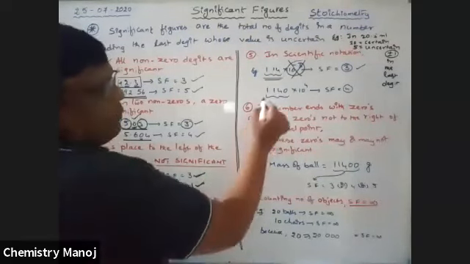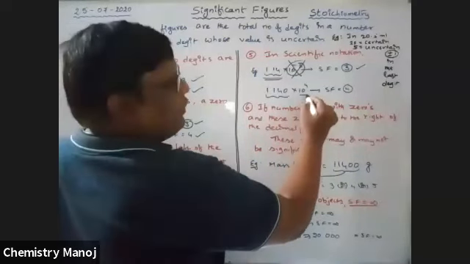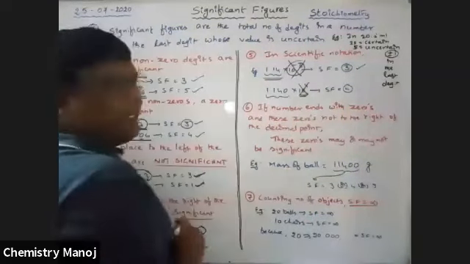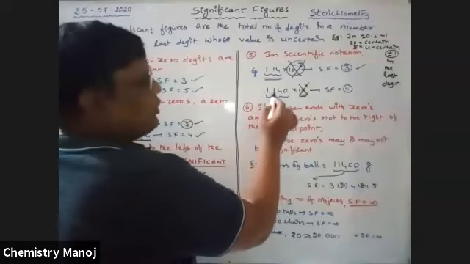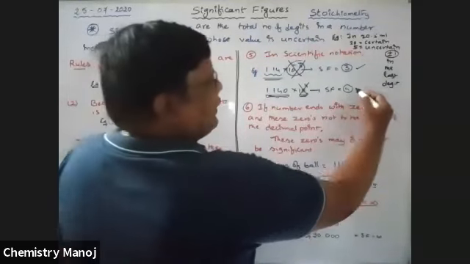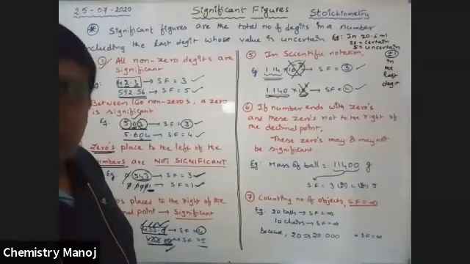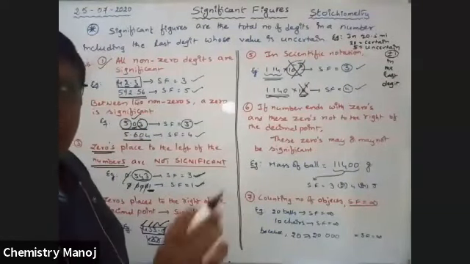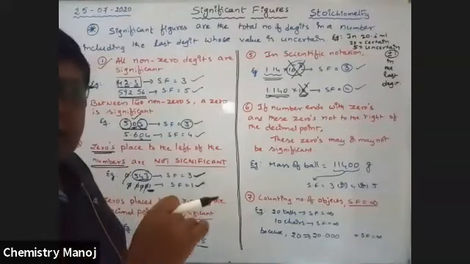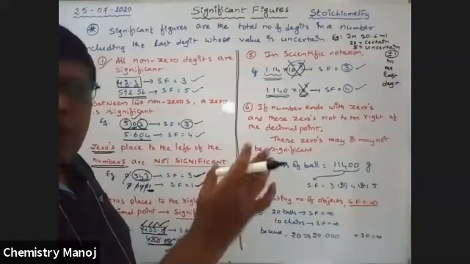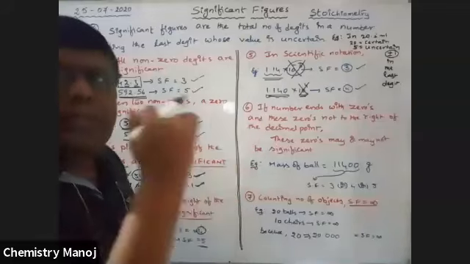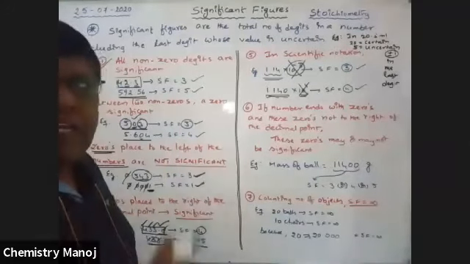Next, 1.104 times 10 power 4. The 10 power is not considered. Now 1, 2, 3, 4. 4 digits are there. That is significant. So in scientific notation, we consider only those digits, not the 10 power something. The 10 power something is neglected.